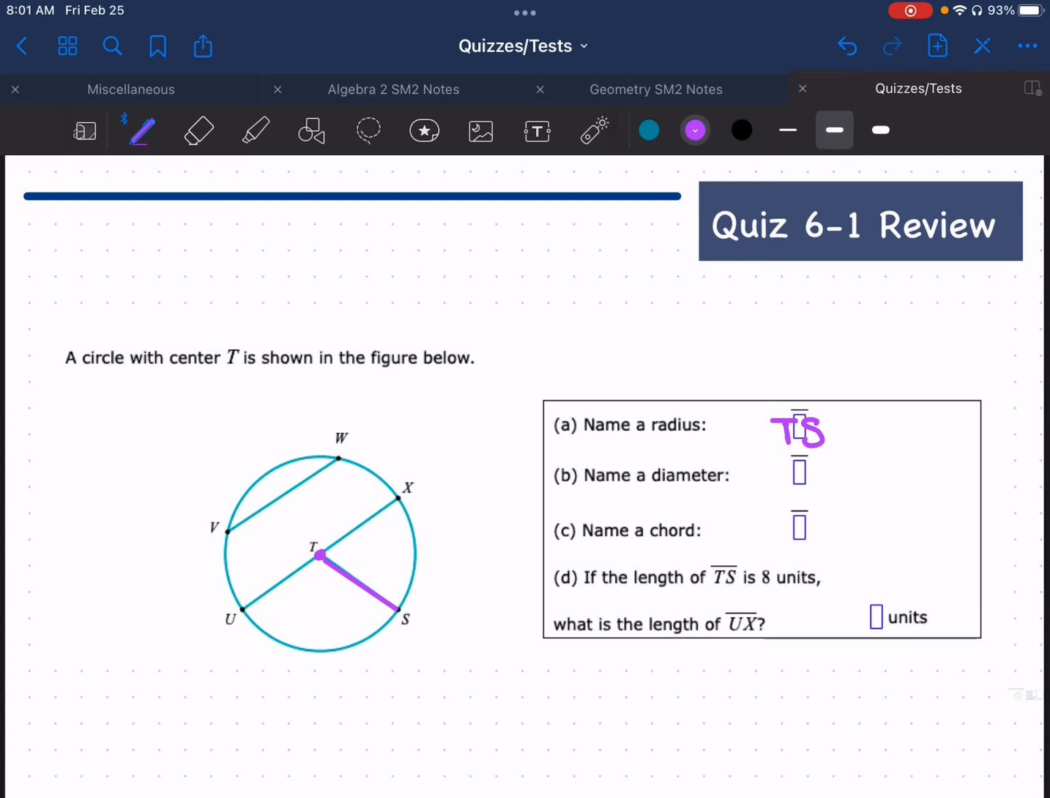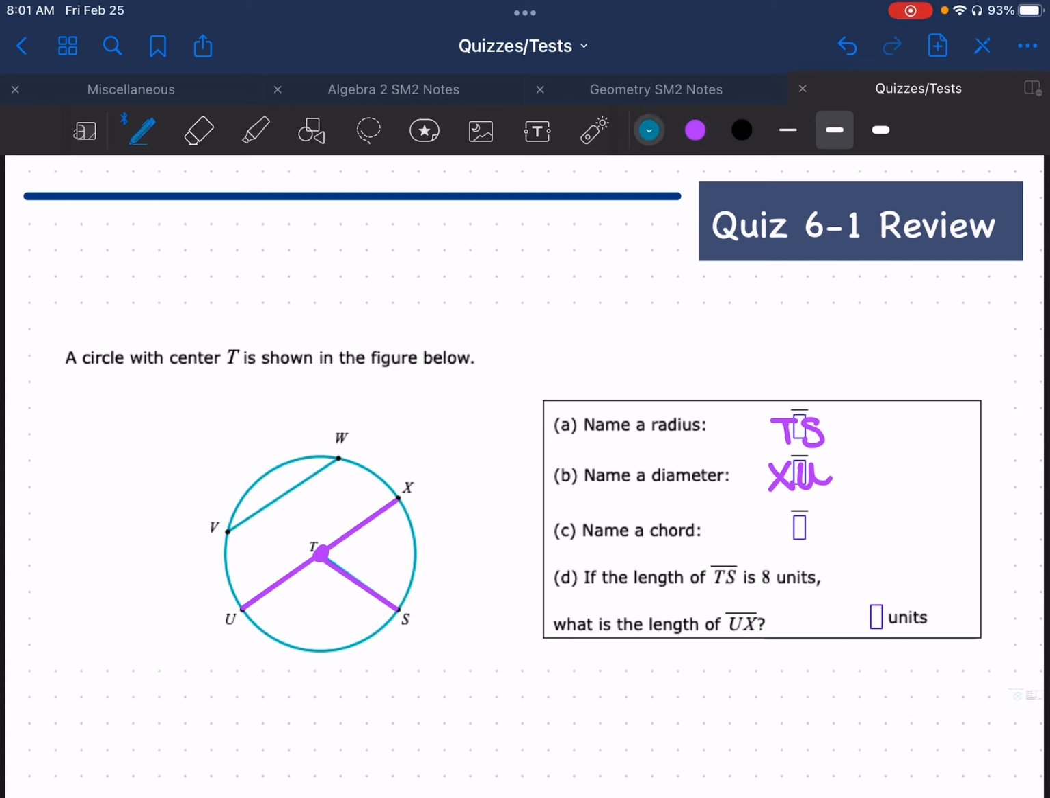I did not choose to use those because of the second question, name a diameter. Remember, the diameter must go through that center point T, and it goes from one end through the other, just like a chord would. So there is my diameter. I'm going to call it XU because that's the direction that I drew it in. I could have called it UX as well.